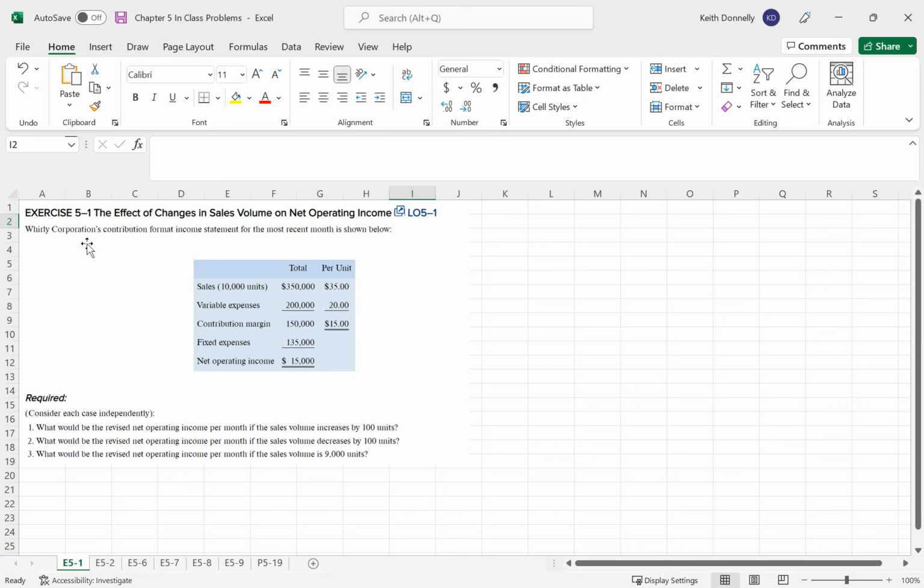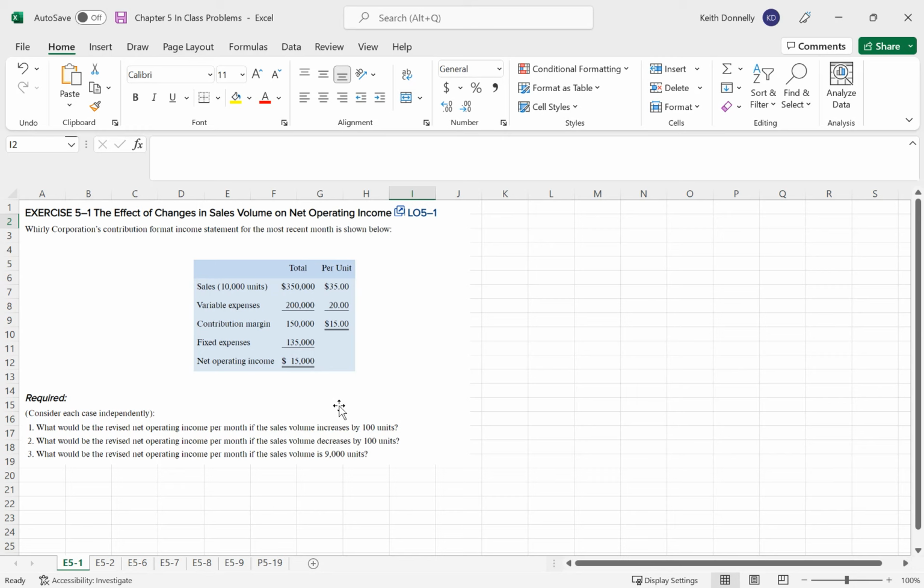Right, it looks like they're giving us a corporation's contribution format income statement for the recent month. We can see that because it's sales minus variable expenses gets us our contribution margin, and then you back out your fixed expenses to get you to your net income. And they want to know 3 different scenarios here.